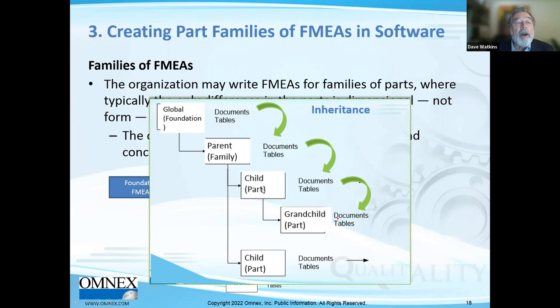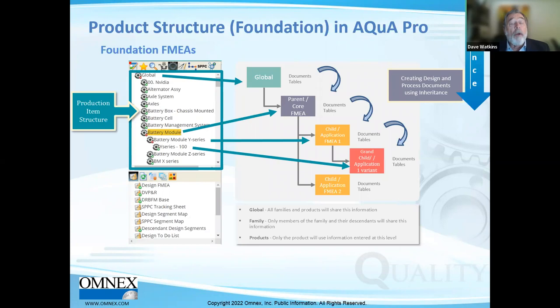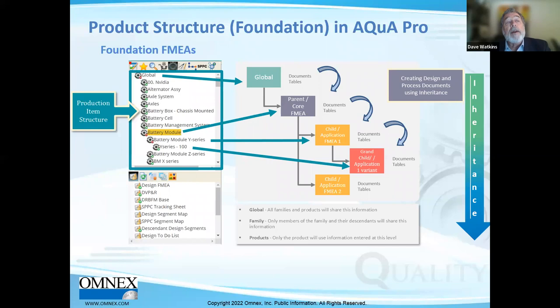You can inherit it and then build on it. So the way that this looks in software is to build a product structure, which is part families. Those part families can be grouped under an assembly or separately. And then from the global level, you're controlling all of your document templates and your risk tables and things like that. So anybody doing a PFMEA has to use the format or the template required and has to use the risk tables.